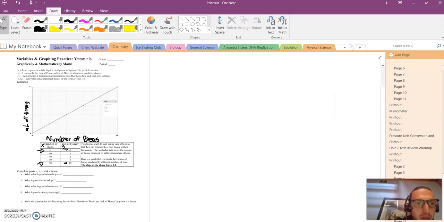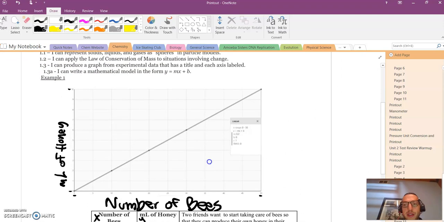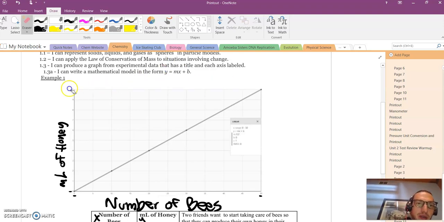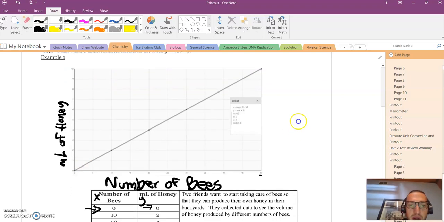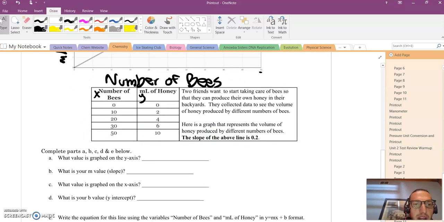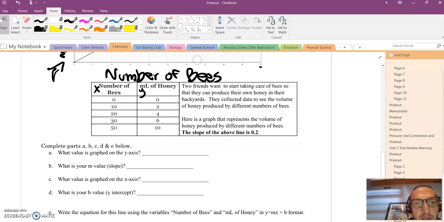Just to review how to make a title for the graph, I'm not going to write it here because that's not the focus of this video, but the title of this graph would be milliliters of honey versus number of bees, and you would write that right up over there. That would be a review of a previous video. Now let's go ahead and get to these questions. What value is graphed on the y-axis? The y-axis is right over here, this one. So for this one, it would be milliliters of honey.